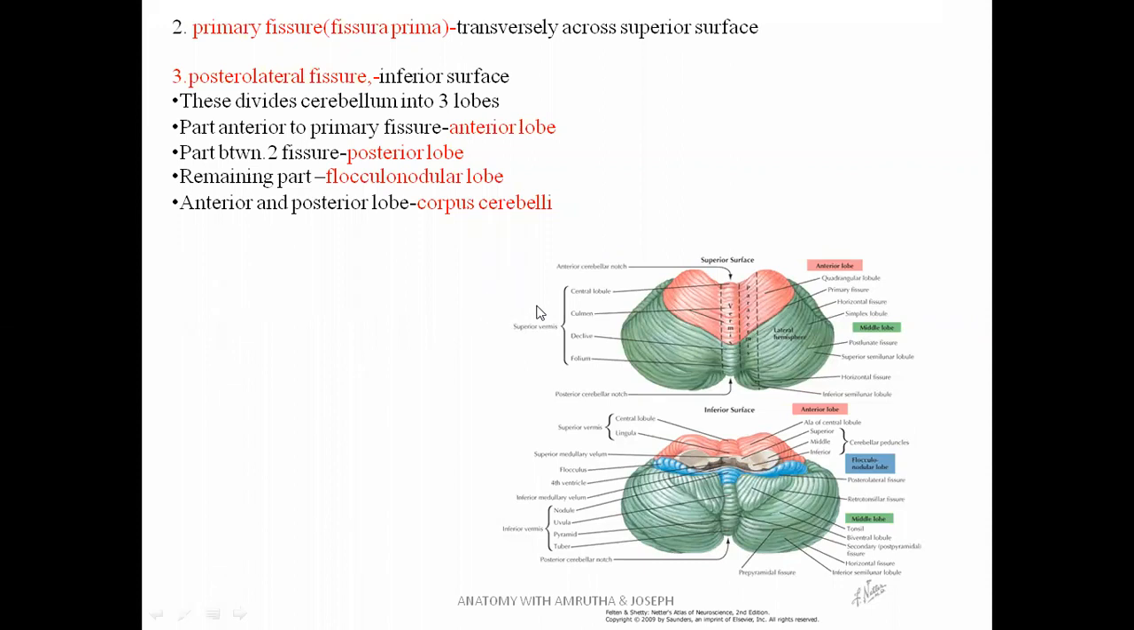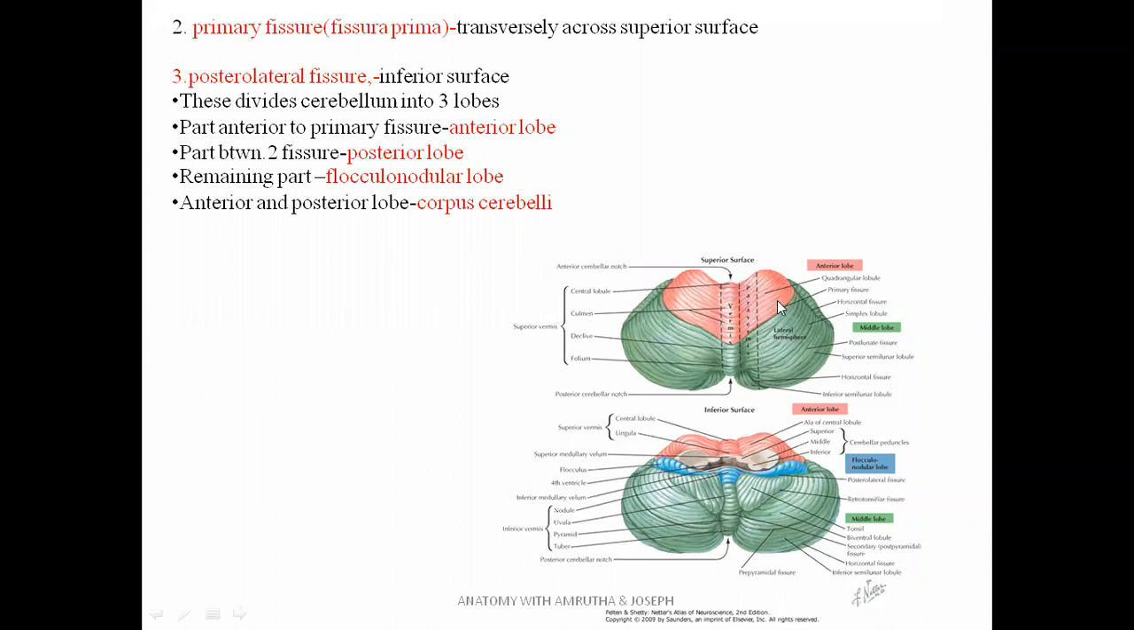One more thing I'll tell you here: we have seen the different divisions of the cerebellum. We have seen the anterior lobe, then the posterior lobe. The anterior lobe and posterior lobe are separated by the primary fissure, whereas the posterior lobe is separated from the flocculonodular lobe by the posterolateral fissure. And there is a horizontal fissure that is separating the superior surface from the inferior surface. Remember, it has nothing to do with the division of the cerebellum. Which fissure? Horizontal fissure. Try to remember that.